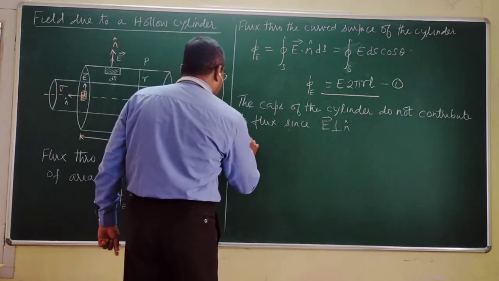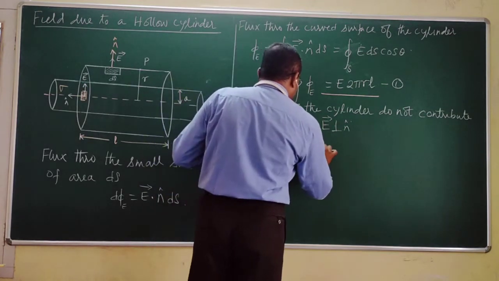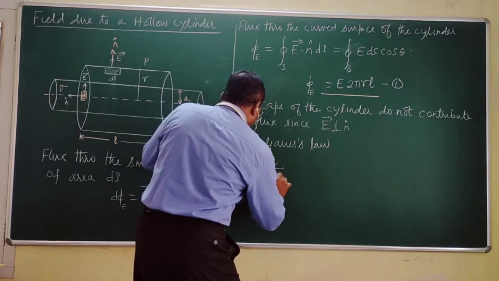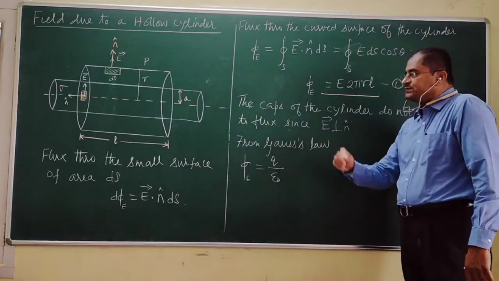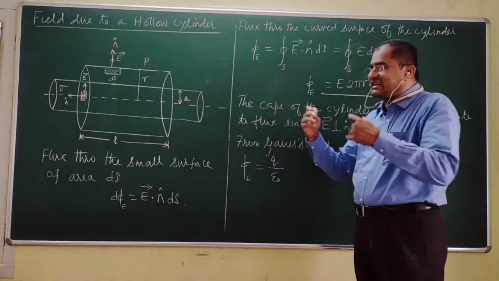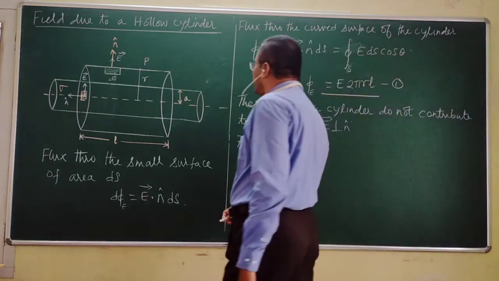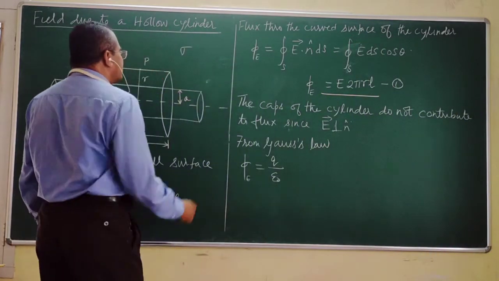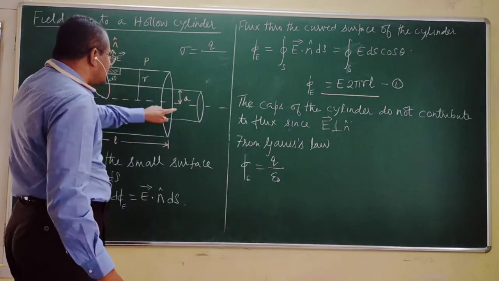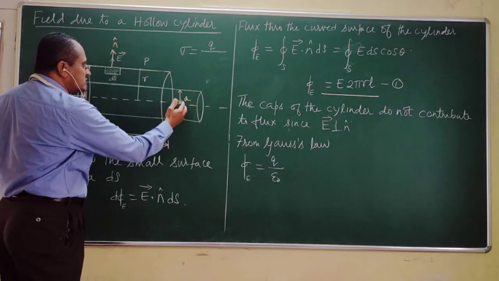Therefore, from Gauss's law, one can write phi E is equal to Q by epsilon naught. This we know. But here in our case, we do not know what the charge is. It's not being given directly. Instead, what we have said here is the surface charge density is sigma. Therefore, if surface charge density is sigma, then this will be Q by the surface area of this cylinder, because charge is resting only on the outer surface of this hollow cylinder.